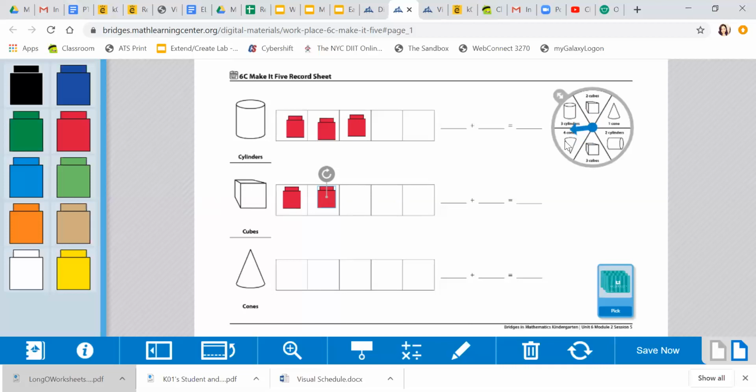Oh, 4 cones. Look at that, friends. So we got 4 cones. 1, 2, 3, and 4. All right, so I can only roll a 2 for cylinders, a 3 for cubes, or a 1 for cones.